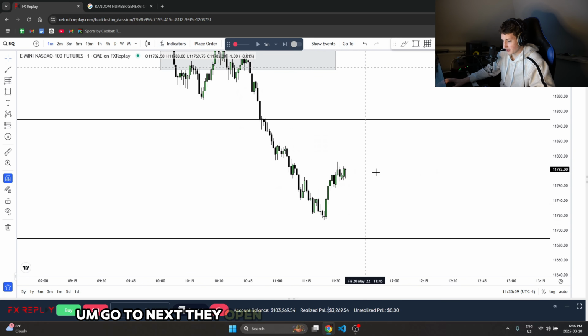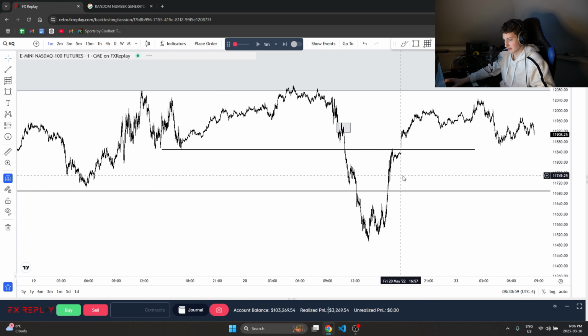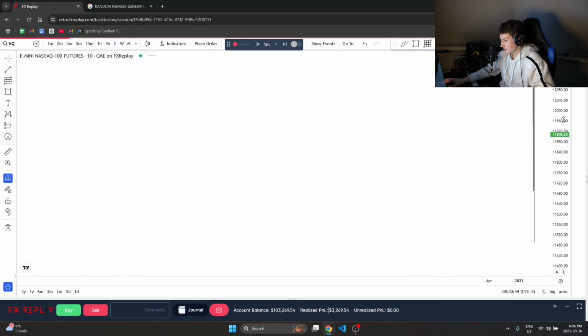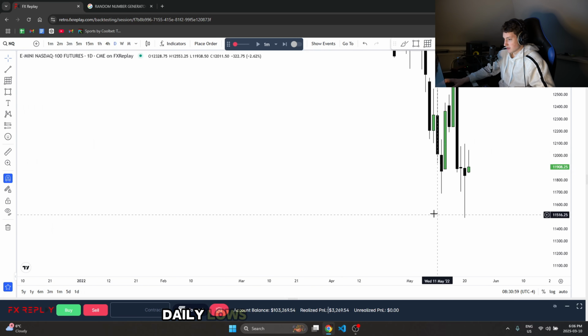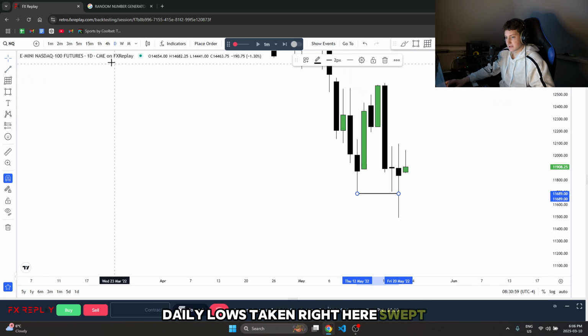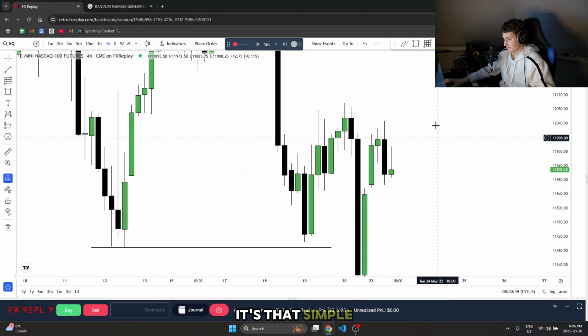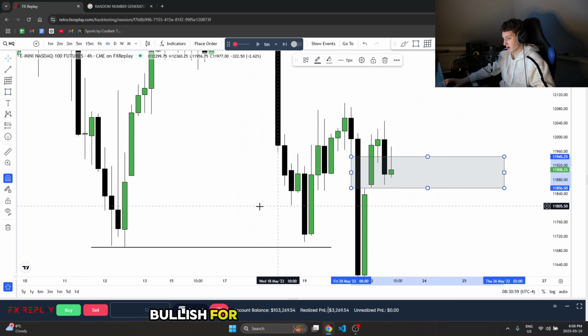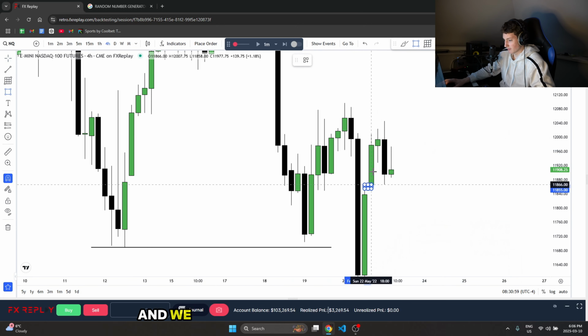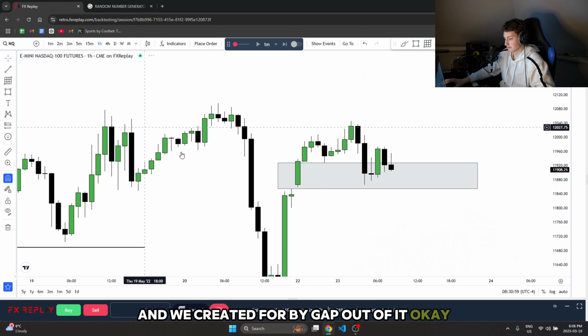Go to next day open. Probably gonna see these taken. Yes, we took them. Daily lows taken right here. Swept. I'm back bullish. Okay, it's that simple. Bullish for our 4-hour inversion gap, and we created a fair value gap out of it. Okay, so I'm bullish out of this.